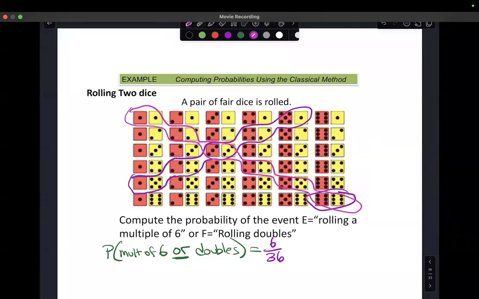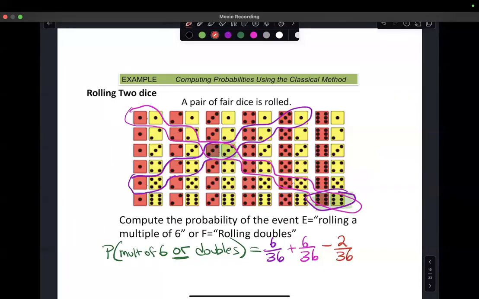So let's just count those. 1, 2, 3, 4, 5, 6. 6 out of 36 again. I'm using my highlighter. This one is double counted, and this one is double counted. So I have 2 of them that I counted twice, in the purple and in the pink. So I have to subtract off the 2 out of 36.